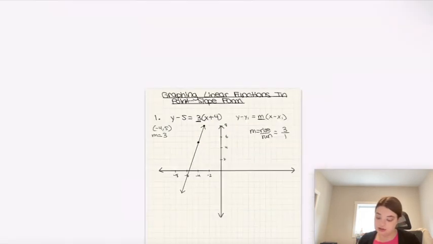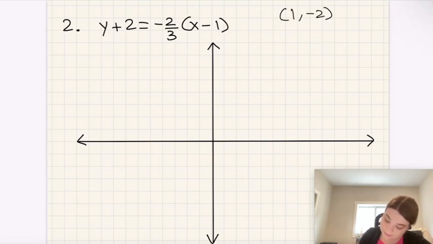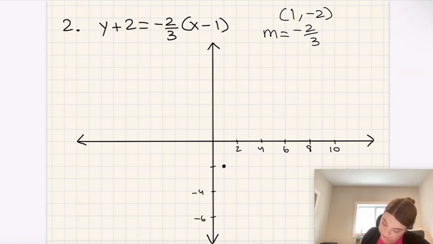All right, let's move on to the next one here. For this next one, our point is going to be 1, -2, and our slope is -2 thirds. All right, so first I'm going to draw my point. 1, -2 is going to be right there. And I'll label a few points on my graph here as well: 2, 4, 6, 8, 10, -2, -4, -6, like that. And then my slope is -2 over 3.